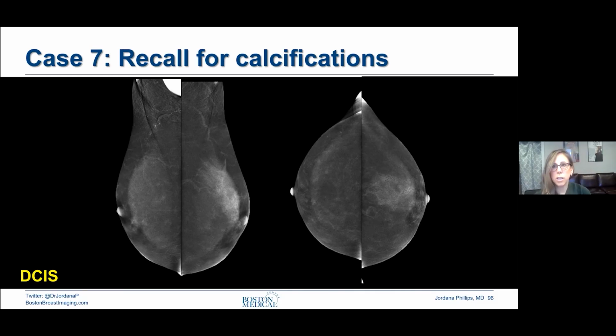So when you consider evaluating or using contrast mammo for calcifications, it's really to say, how is this going to help me? I'm already worried about the calcifications. I have to look for something more. And if that additional information will help me, then it's worth doing. This is DCIS.